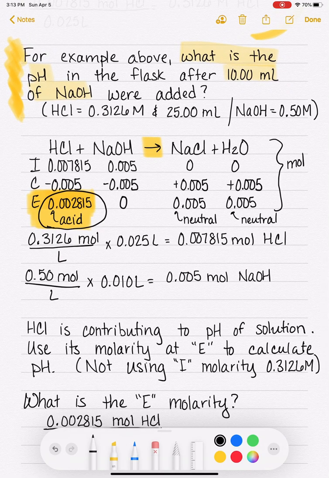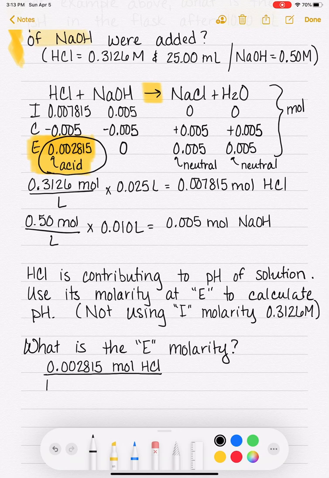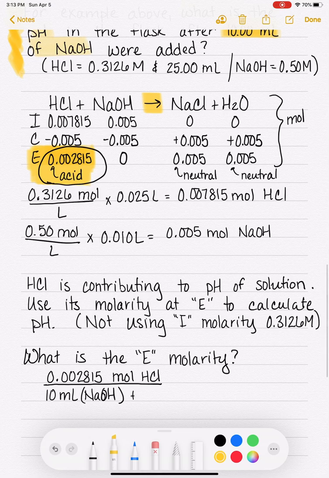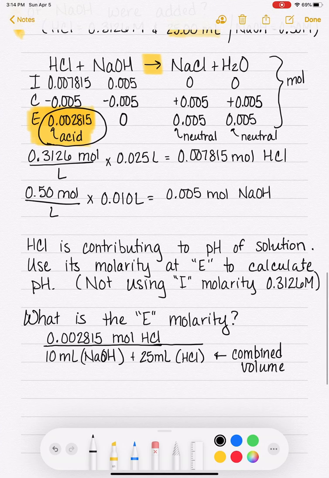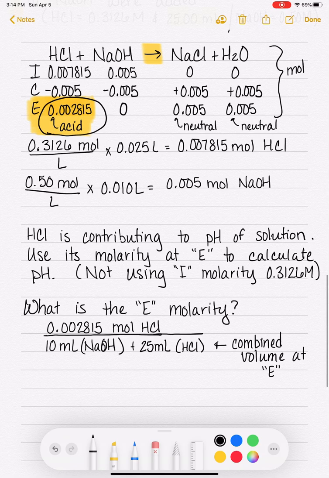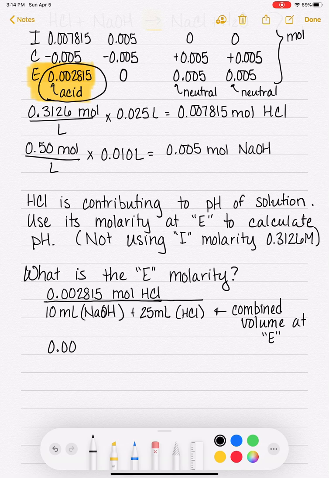What about the volume? What's the volume? At this particular time, in the flask, we had 10 milliliters of NaOH that we added, so that was one of the things that was in there. We also had, how much HCl did we have? We also had 25 milliliters of HCl. So we had these two solutions combined together to give us a total of 35 milliliters in that solution. So this is going to be our combined volume at the end. Let's rewrite that in a way that makes it easier for us to calculate molarity. 0.002815 moles of HCl over the 35 milliliters, or 0.035 liters.